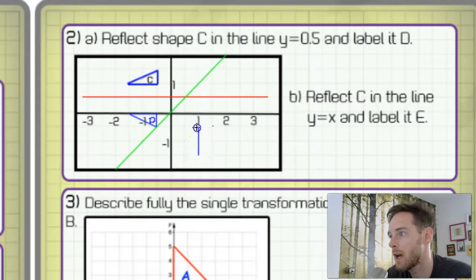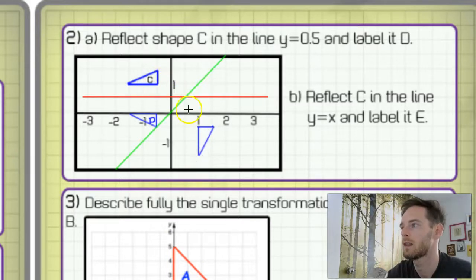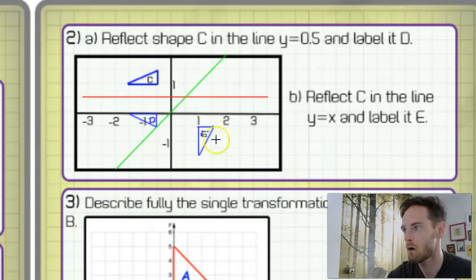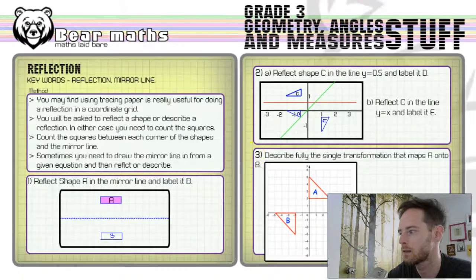All right, and it is a reflection that looks a bit weird to begin with, but if you think about it, that reflects perfectly onto that. If you were going to fold this, like imagine this was on a piece of paper, fold it down that mirror line, that would fit exactly onto that side. Okay, and that will be labelled E, because that's our reflection in the line y equals x of shape C. Okay, you might get asked to do that in a grid. We'll do a couple of things at once. All right, so a lot more difficult than the first one, but hopefully that's still doable.